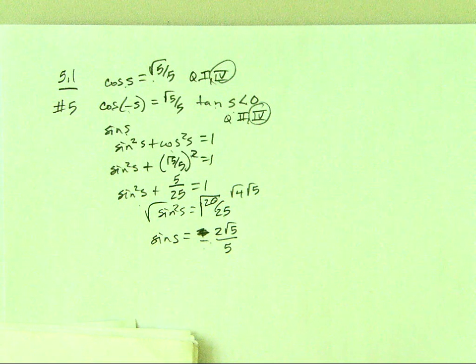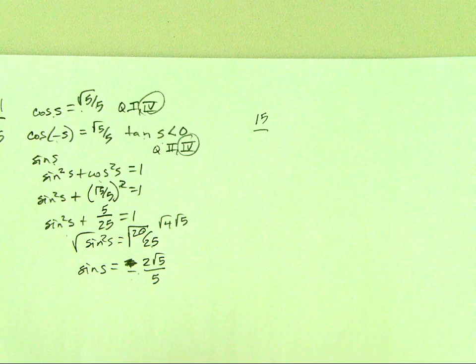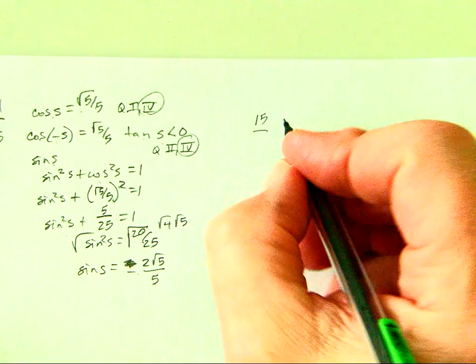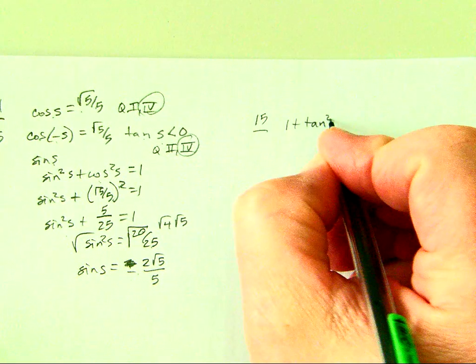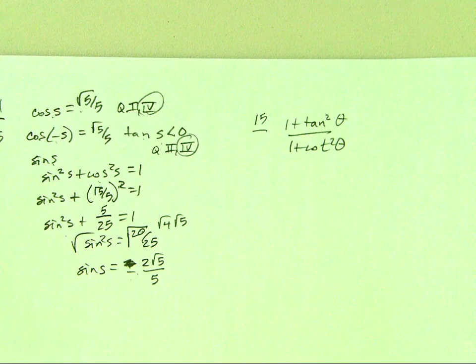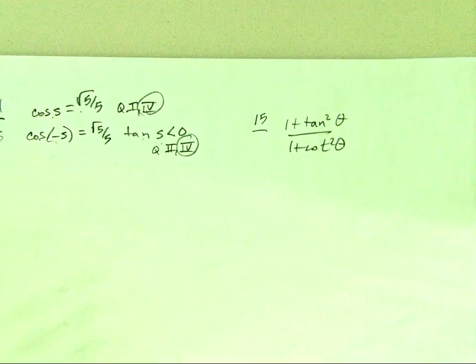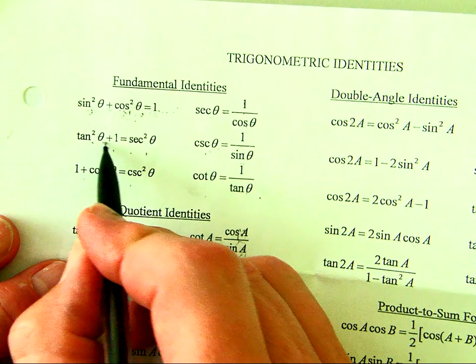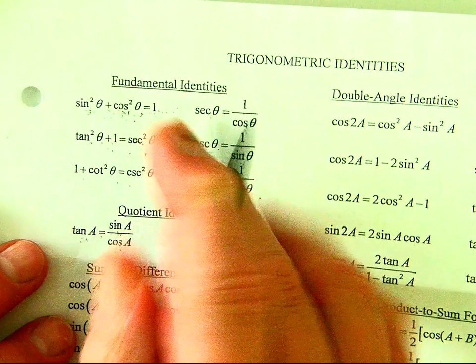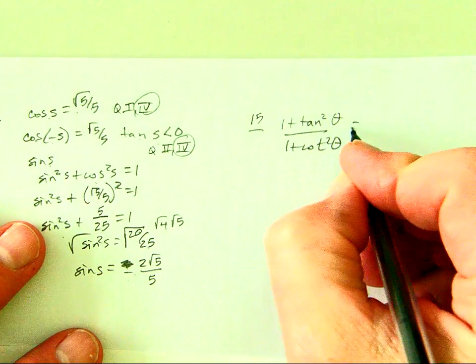All right, let's also try number 15. Number 15 is a simplify problem. So it's 1 plus tangent squared over 1 plus cotangent squared. So we want to see if we can simplify that. If we look in our identity sheet, on the top we have 1 plus tangent squared. We have this identity here that says tangent squared plus 1 equals secant squared. So let's use that. On the top, that's secant squared.